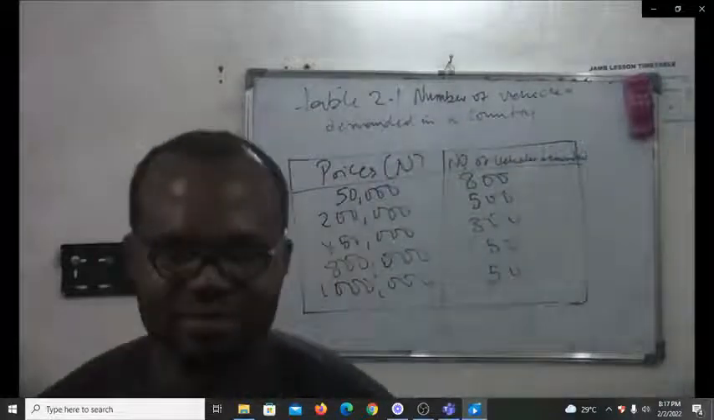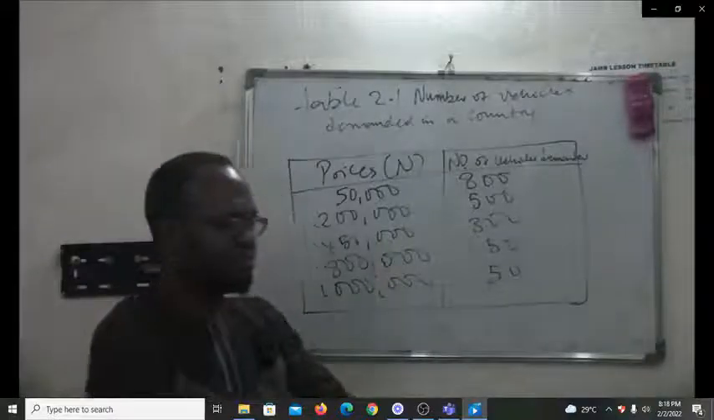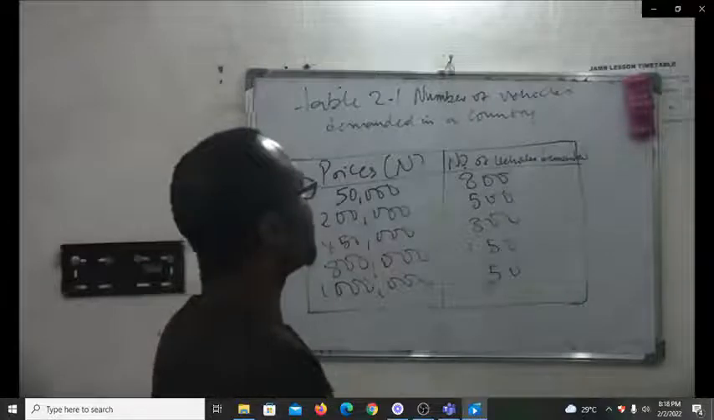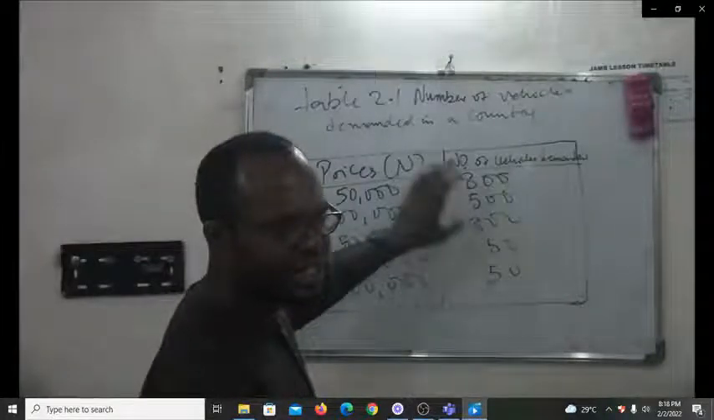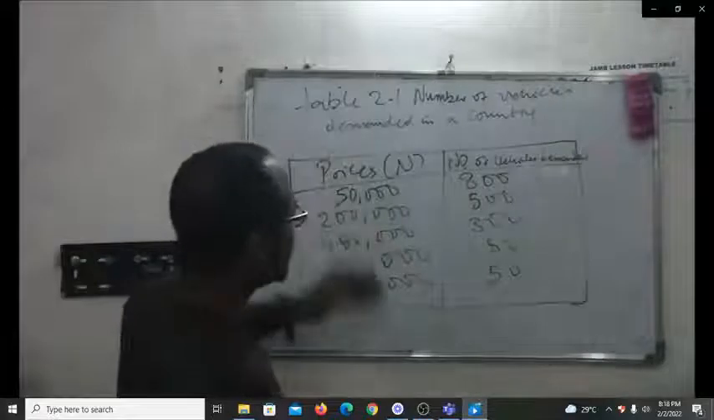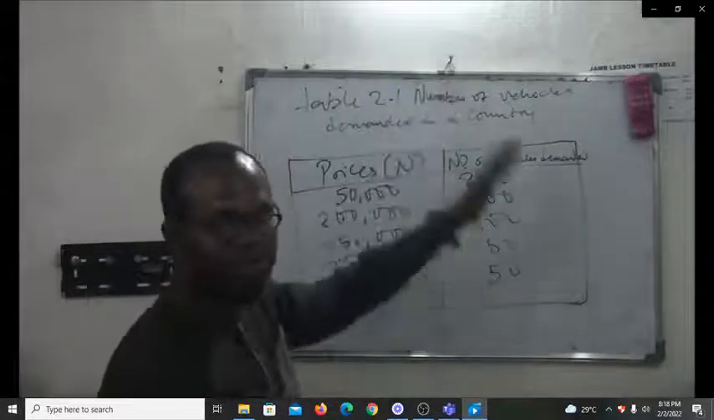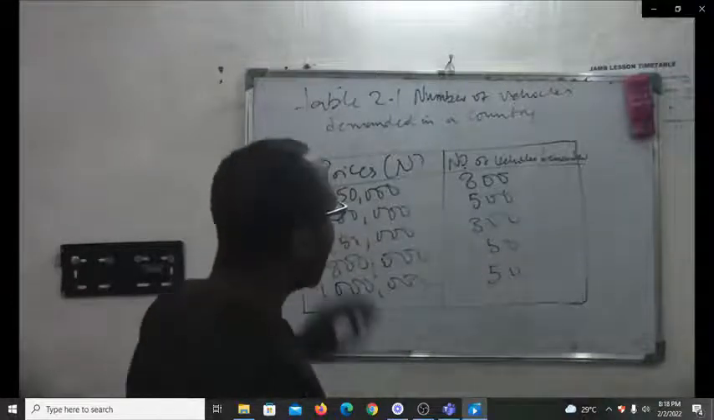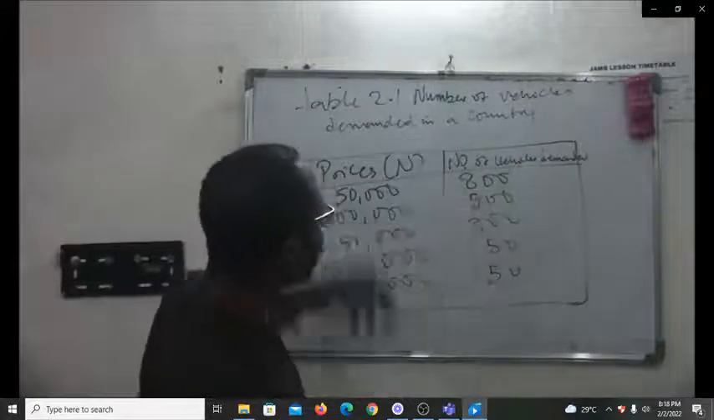Blossom, what do you understand from this table? Just look at this table. We say that a table is a systematic arrangement of facts in rows and columns. Any one that is vertical is known as a column, whereas the horizontal is known as rows. Every table must pass information. So what is the information this table is passing?